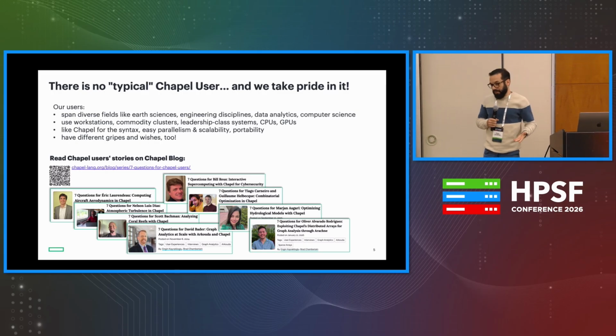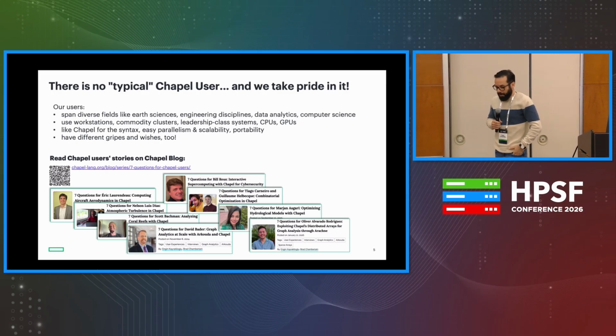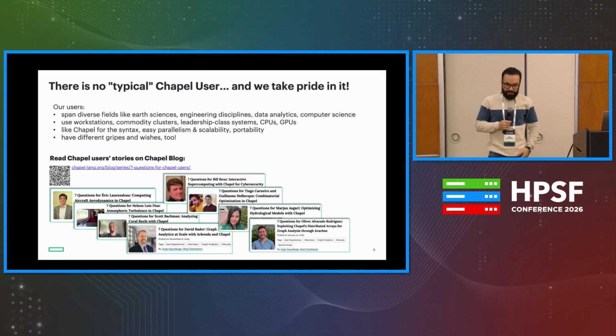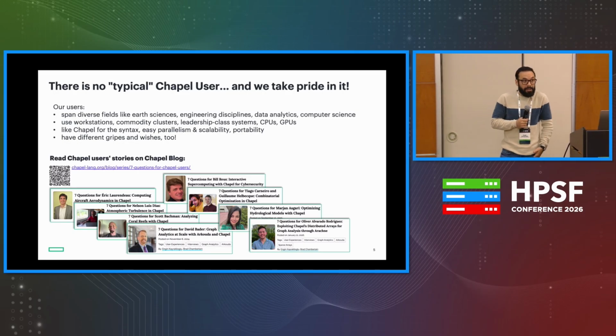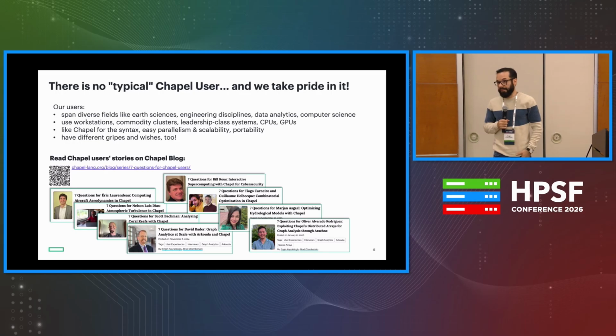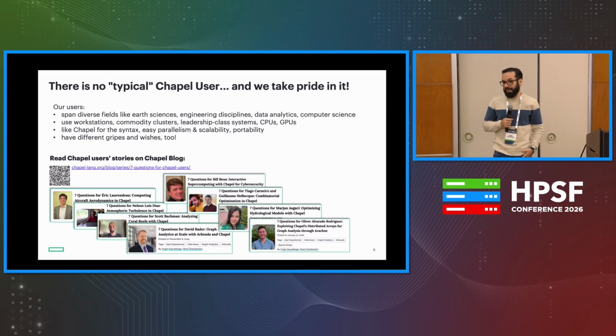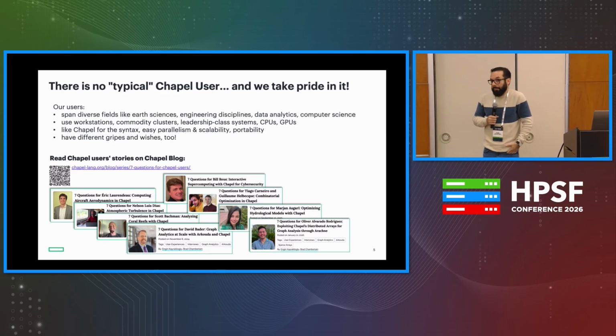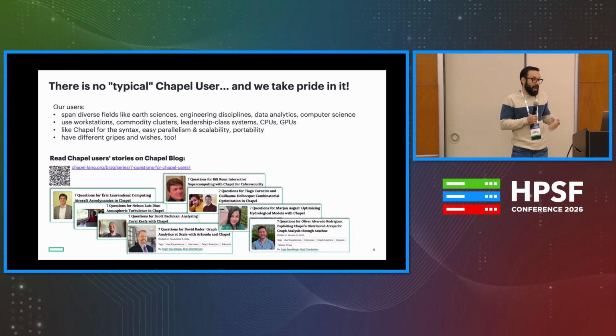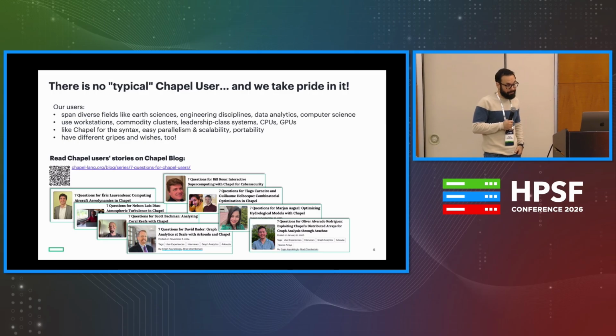They like Chapel for different reasons too. One of our user groups that I will talk about actually picked up Chapel because they simply like the language. We have first-class arrays and multi-dimensional arrays and all these fancy array operations that are really high level. They picked it up because of that, but then they liked it afterwards because of parallelism and performance.